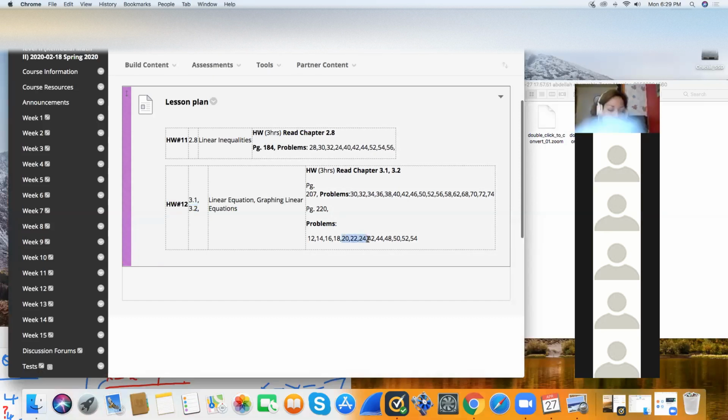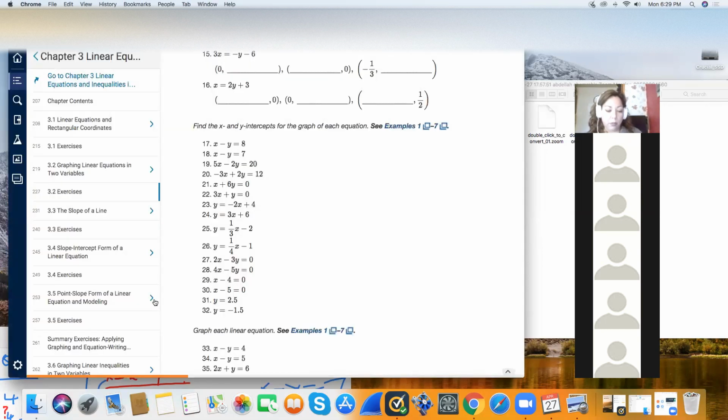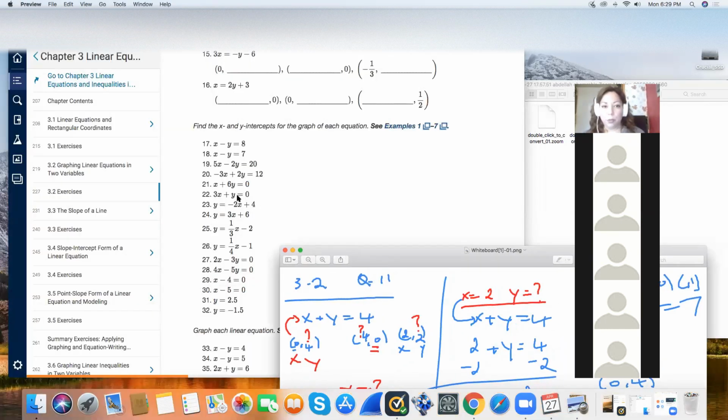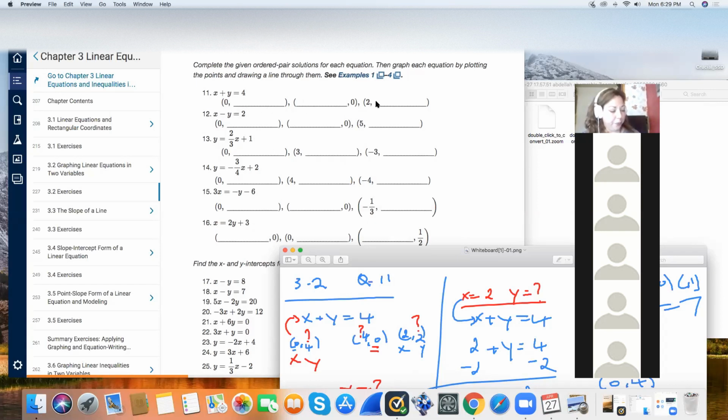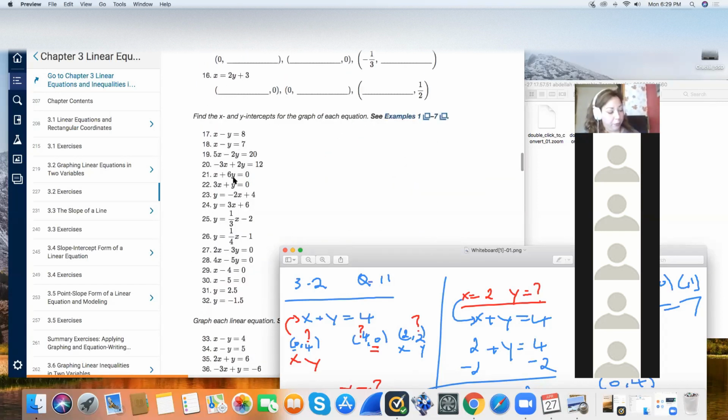Let me do one of these. Let me do, for example, 21, and you'll do 22 later for the homework. So let me do this one. Same question here: find X and Y intercepts, then graph each equation. Very similar to this one. The only difference is here they give you the pairs to complete, but here you get to make up your own.